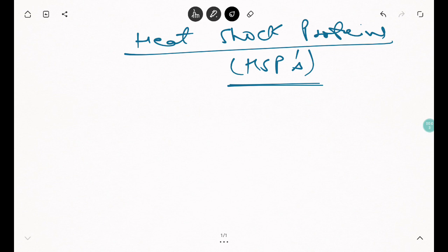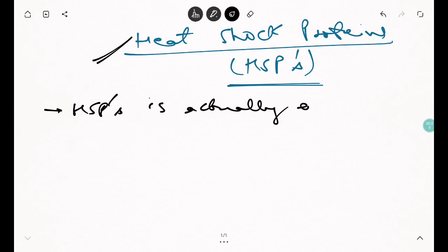Alrighty, today we will be starting the topic heat shock proteins or HSPs of the subject veterinary general pathology. So heat shock proteins, let us start these. What is the meaning of this term heat shock protein? Actually these heat shock proteins, let me write the first point here. HSPs is actually a misnomer.